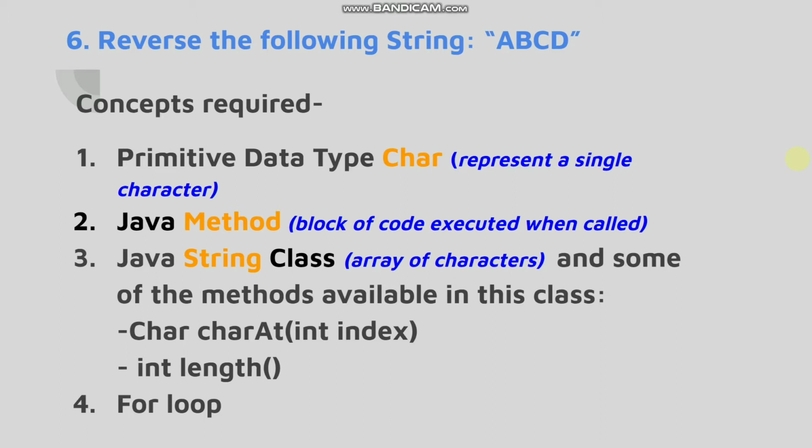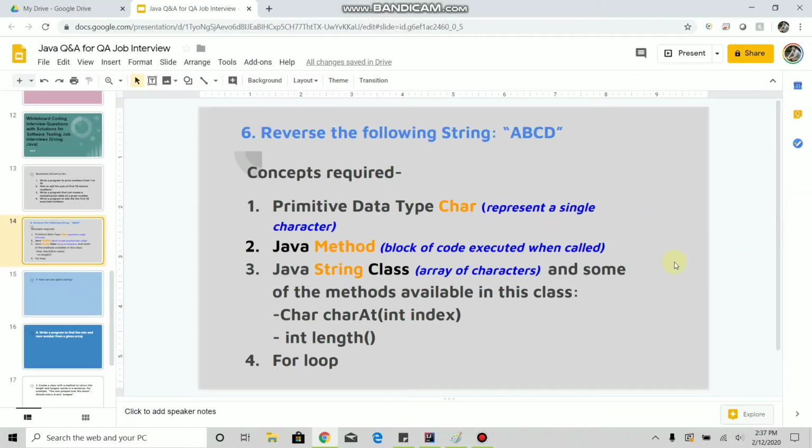If you are not sure about these concepts, I have added videos in the description, so you can watch them first and then look at the solution. So let's see how I solve this. Reverse the following string A, B, C, D. The answer should be D, C, B, A.